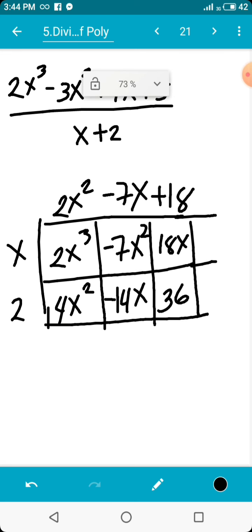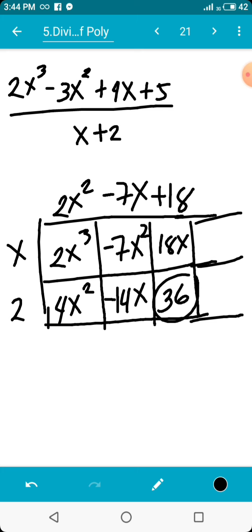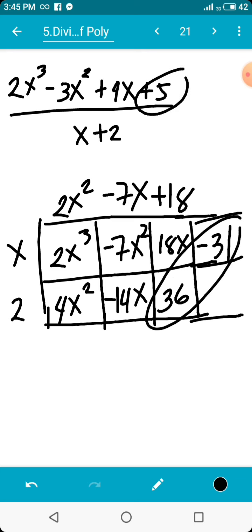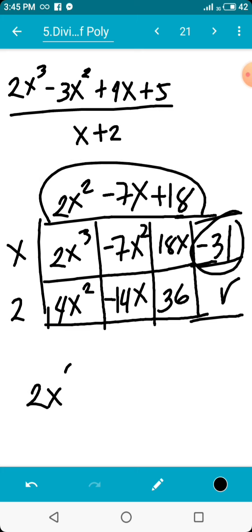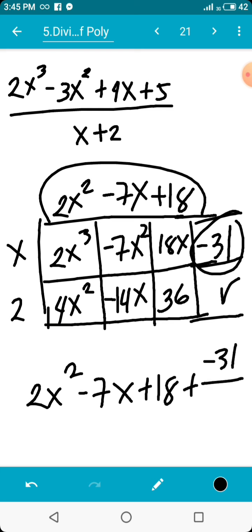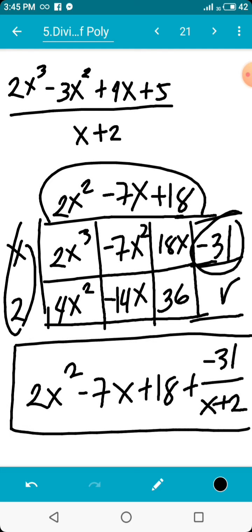Okay? Now, ang mangyayari is, hindi naging 5, di ba? Ito yung last term natin. So, 36 yun nandito. So, in short, mag-iisip tayo ng number na pag pinag-combine natin, ito yung magiging sagot. So, that is negative 31. Okay? Kasi pag kinumbine mo to, ang magiging sagot ay positive 5, which is our constant term. So, in short, itong negative 31 nito, ayan yung remainder natin. Okay? So, yung final answer natin is ito, na 2x squared minus 7x plus 18 plus yung remainder natin na negative 31 over yung divisor natin na x plus 2. Okay? So, ito ang ating quotient. So, same lang naman yung nakuha nating sagot kanina gamit yung ating long division.